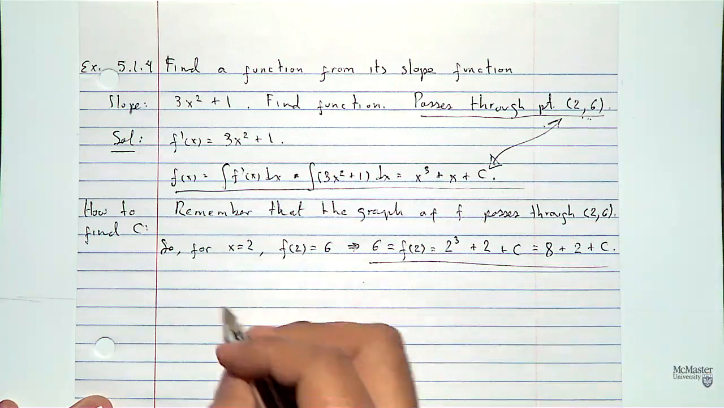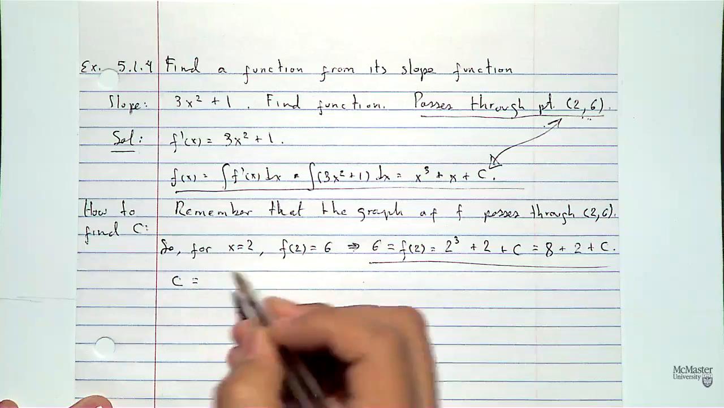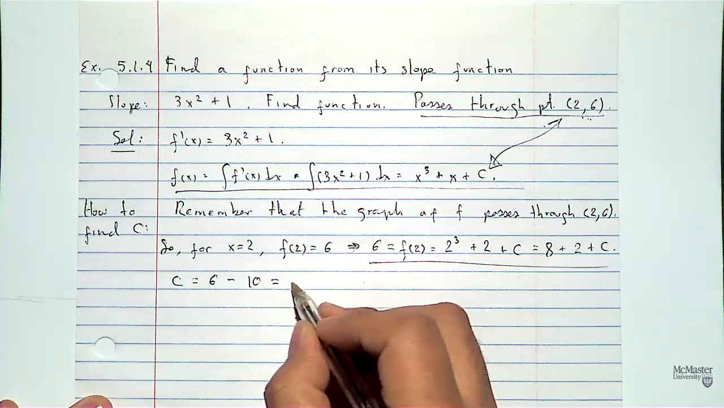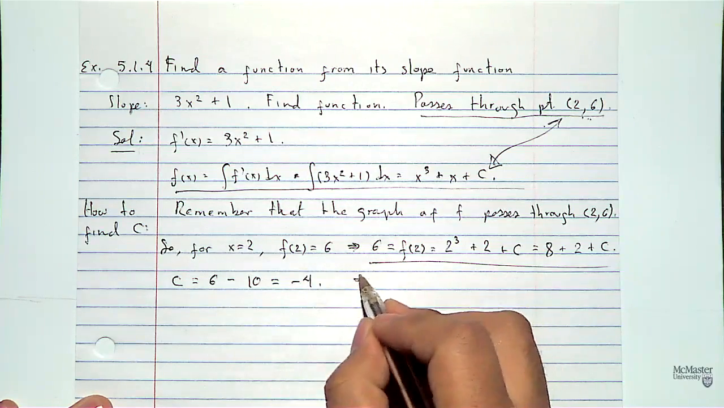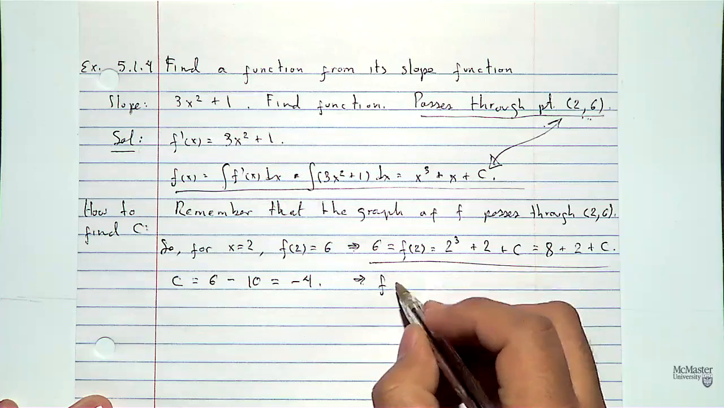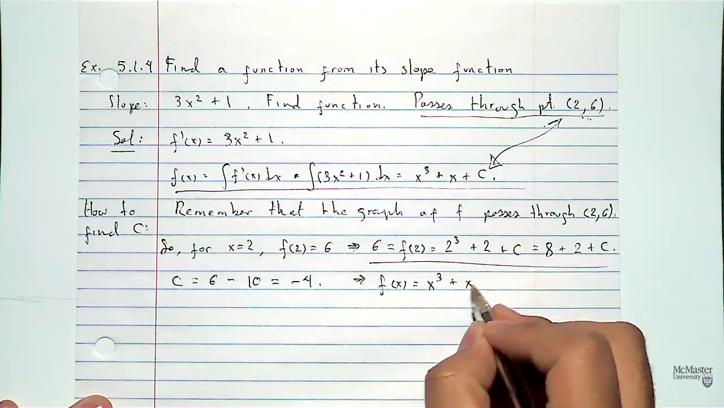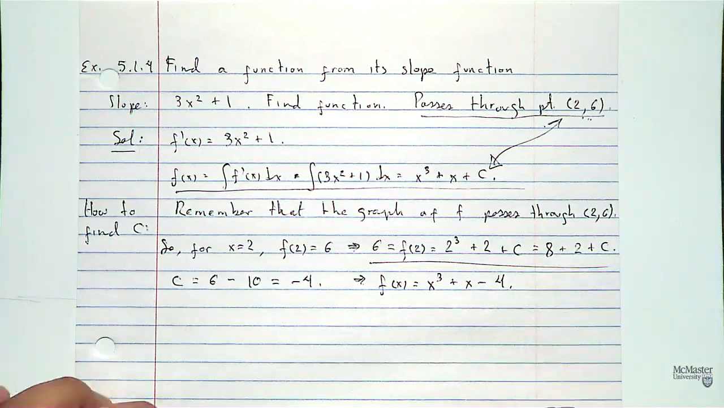And using this, you find the constant of integration, where you have that the constant is 6 minus 10, which is equal to minus 4. And so the final form of the function that we were looking for is x cubed plus x minus 4. The moral of the story is that the points the function must pass through will give you the constant of integration.